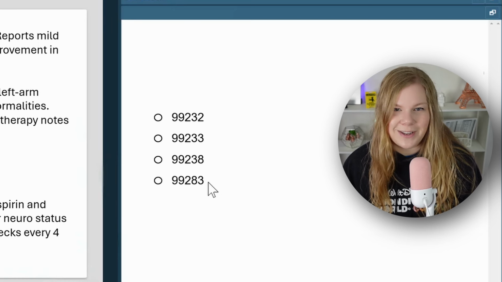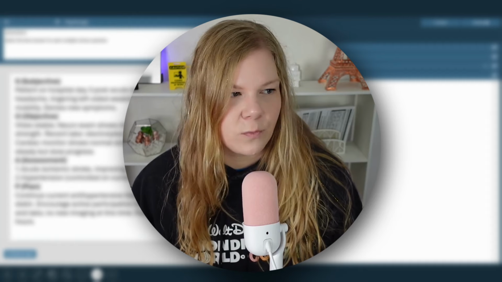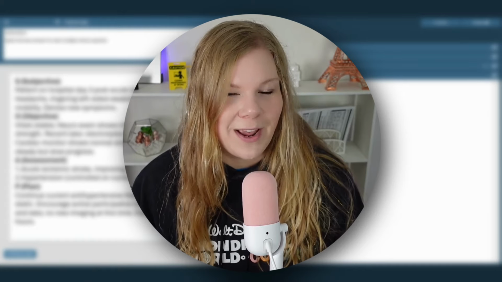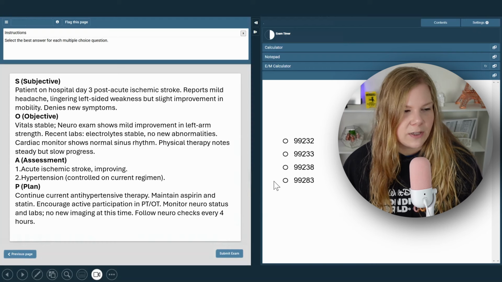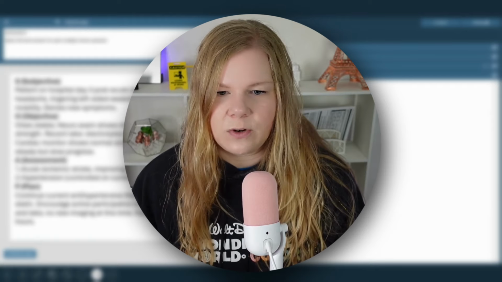So it looks like it's not going to be this one because this is an emergency department visit. And this patient is no longer in the emergency department. They might have come in through the emergency department. And sometimes they'll put that in there too, just to try and trip you up. But currently it looks like this patient is in a hospital bed on a subsequent hospital visit. So not a discharge, so not the 99238 either. So let's get into our calculator.